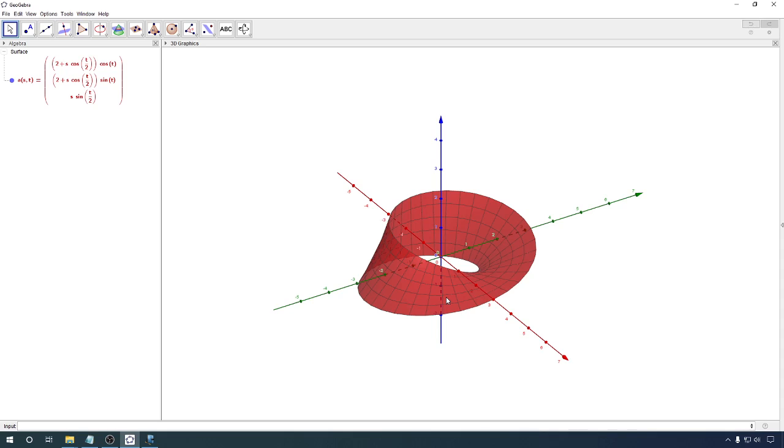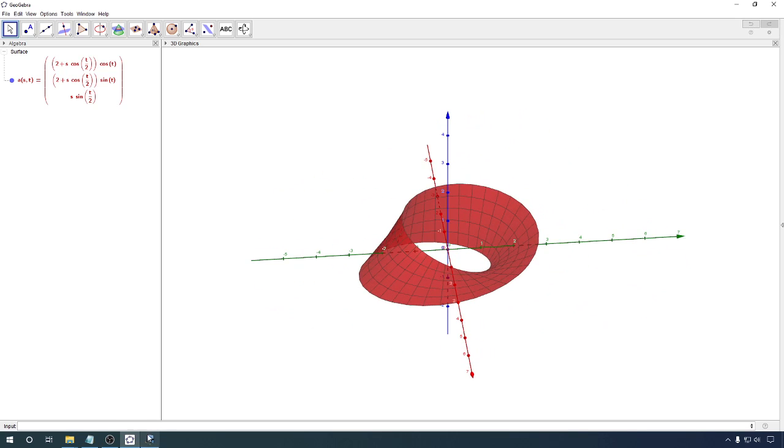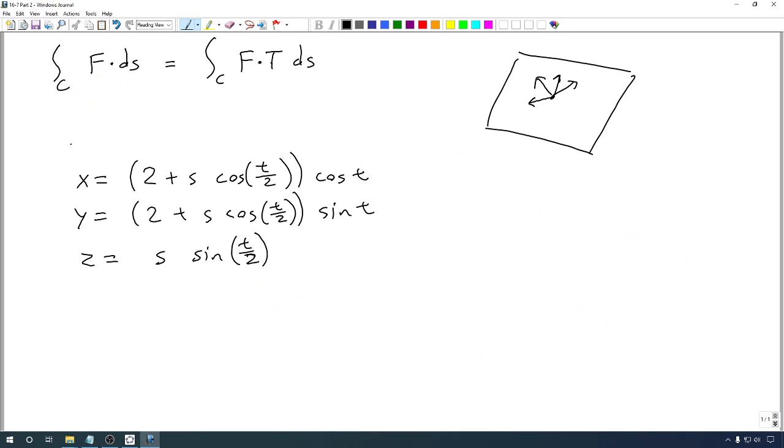This is a surface that is commonly known as the Mobius strip. So think if you take a strip of paper, give it a twist, and glue the ends together, you get this kind of a shape. So you can label it here. Of course, I said s went from -1 to 1. t went from 0 to 2 pi. Now watch what happens when I put the normal vector in.